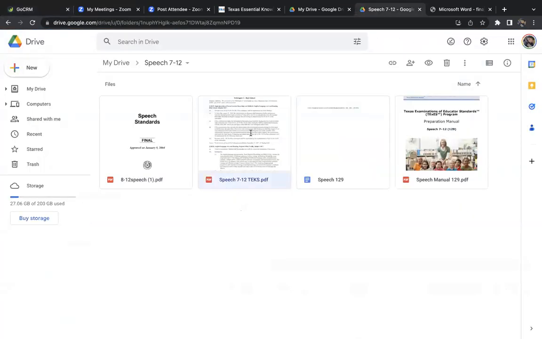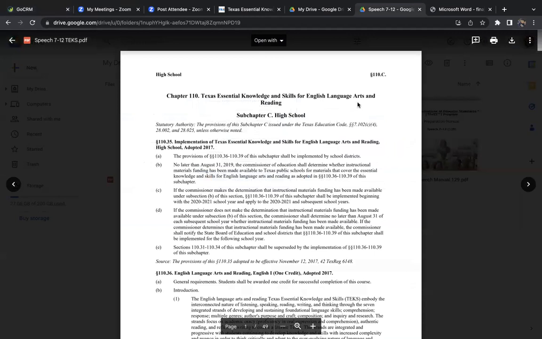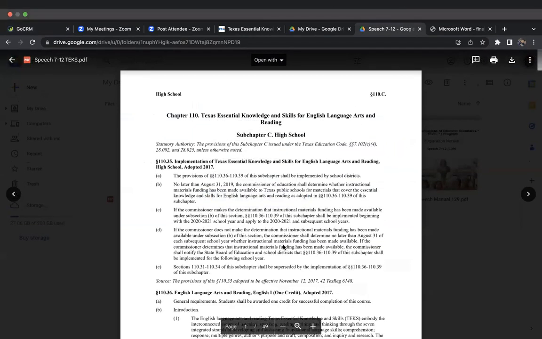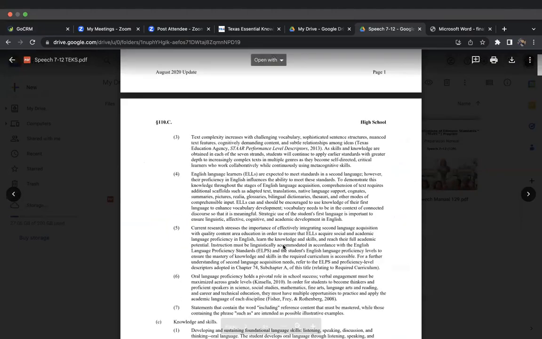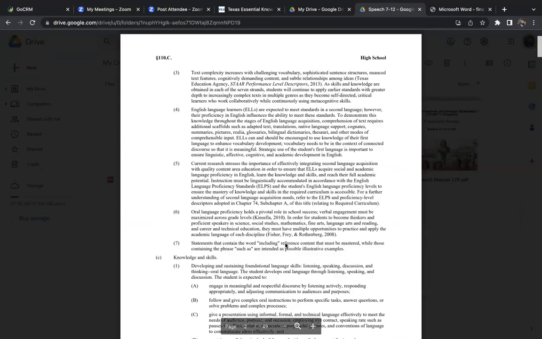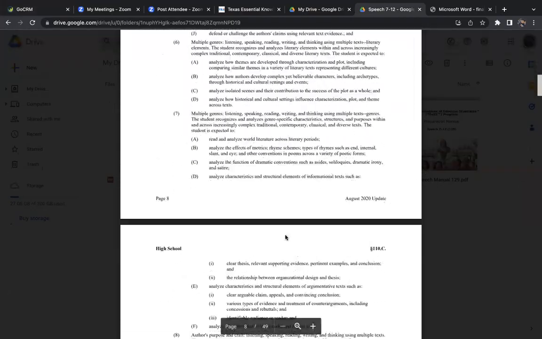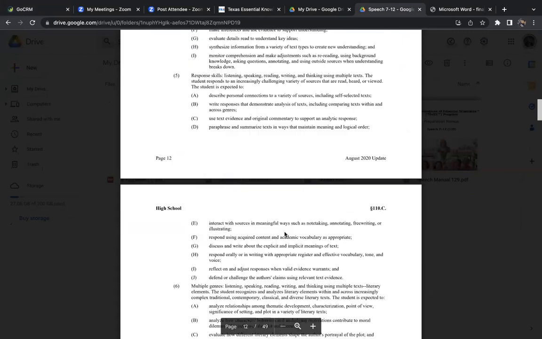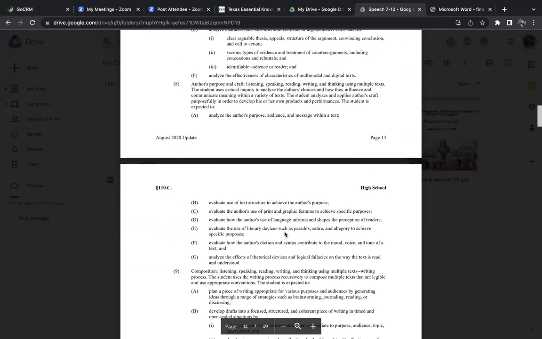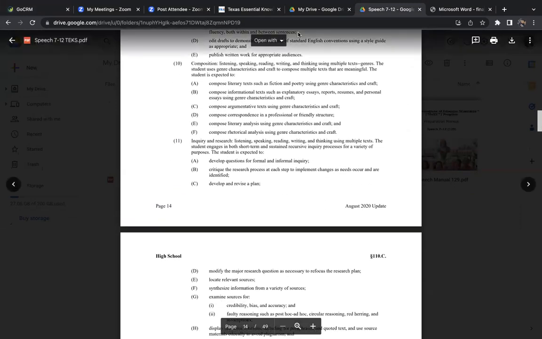Now, taking a look at the speech, we'll find that your standards are found in the English Language Arts and Reading TEKS, your specifics. Trying to remember what page, no, composition.